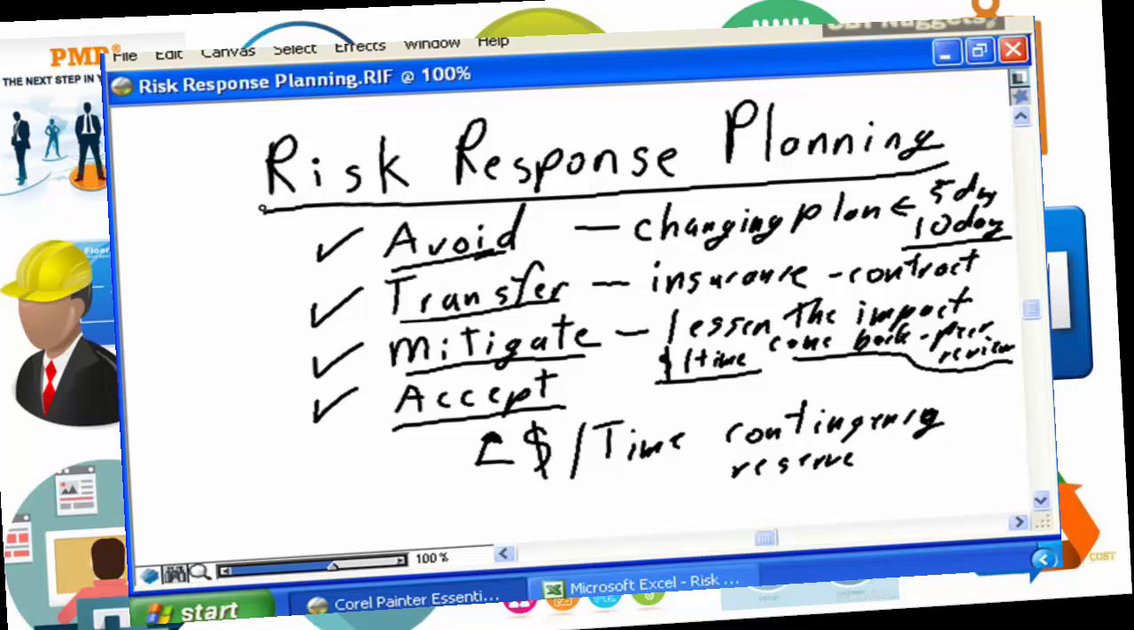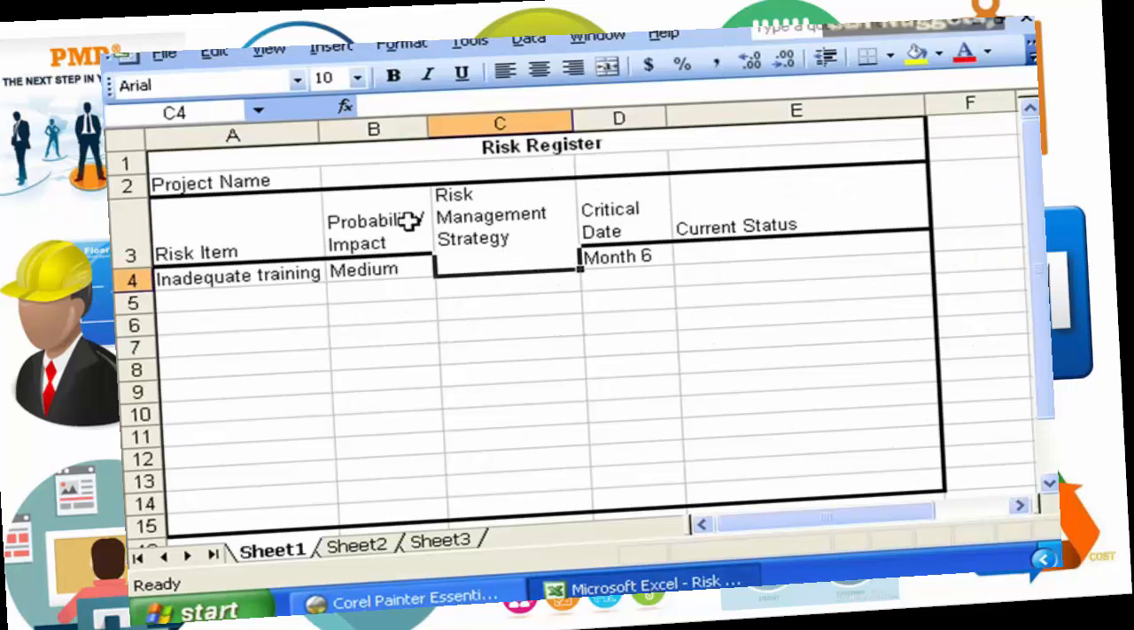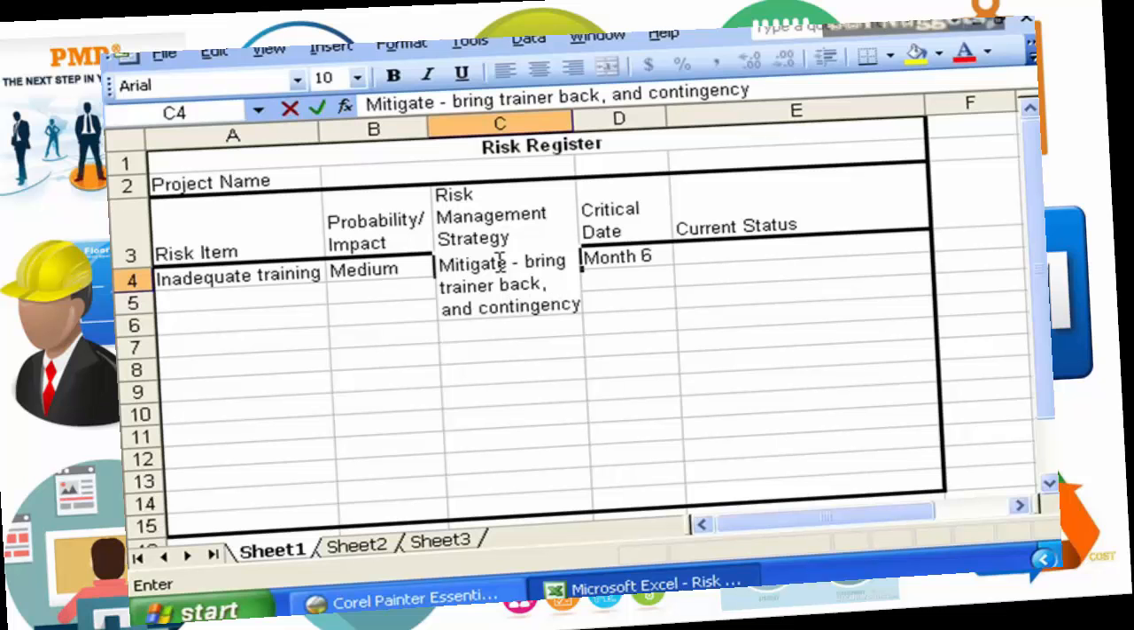As you're going through doing your risk response planning, you go back to the original risk register, and once you have determined what the appropriate strategy is going to be, we say we are going to mitigate, bring trainer back, and contingency, my typing is good, isn't it? Contingency of $5,000 and 10 days, or whatever the appropriate risk management strategy is going to be.